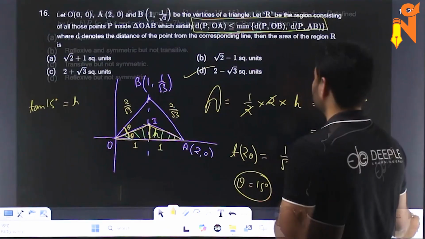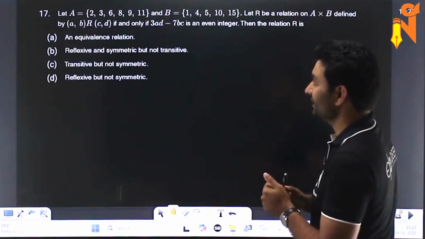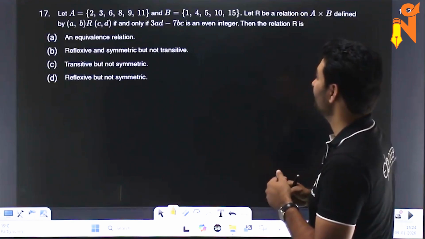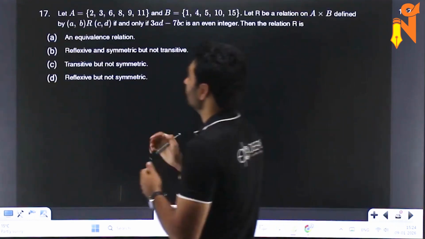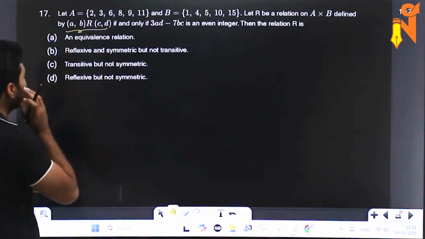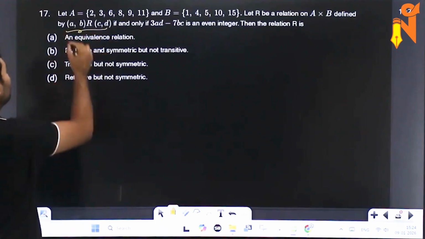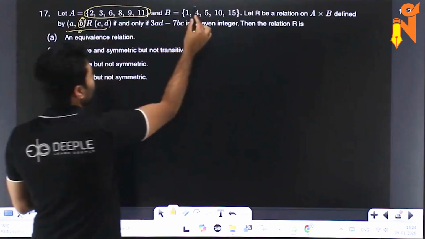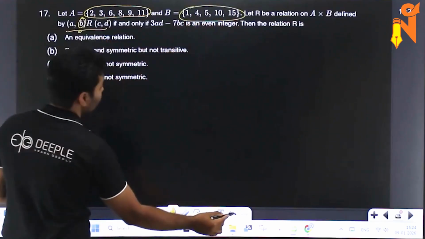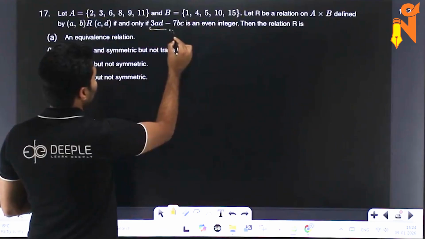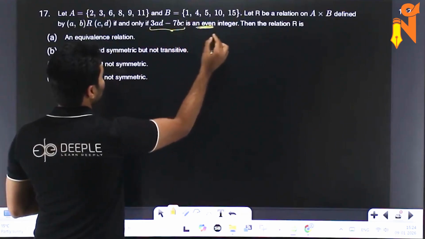Okay, next. So again, relation, basically reflexive, symmetric, transitive, a very simple question. First of all, let's understand this part. What is this actually? A comma B means you will pick A from here, and this B means pick from here, like this. Next, to check, this is an even number.